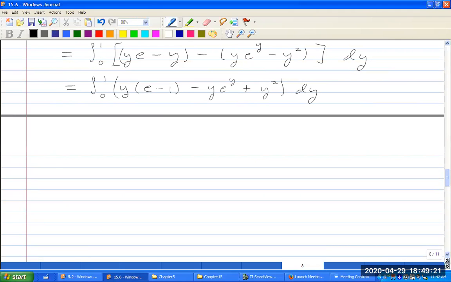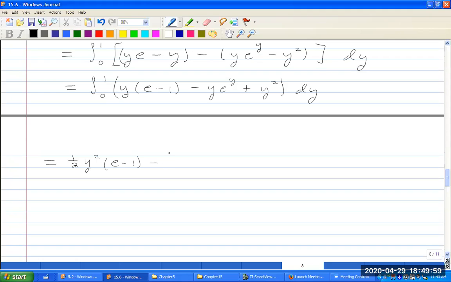So let's integrate this. The integral of y is just 1/2 y squared times the constant e minus 1. To integrate y e to the y, there are several ways I can do it. One technique would be just to do integration by parts. And so if I do integration by parts, I get a minus.